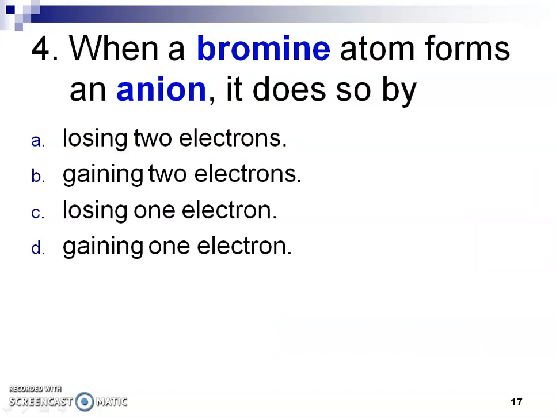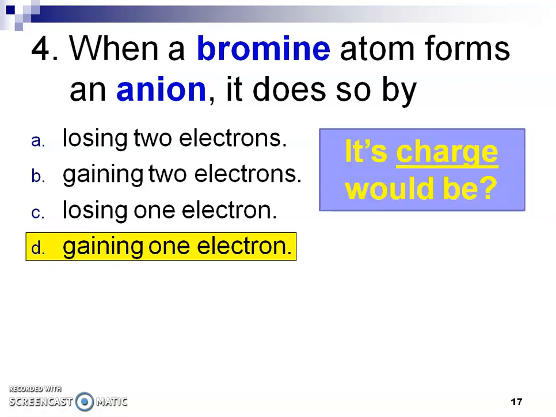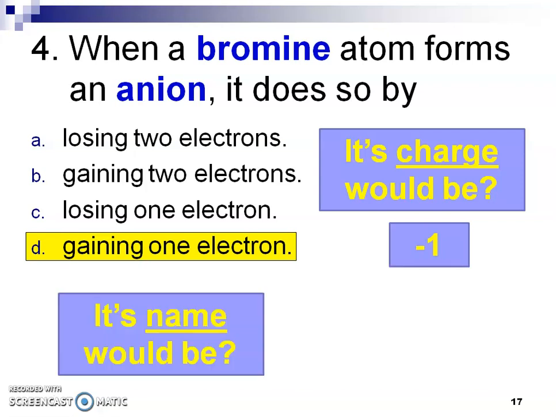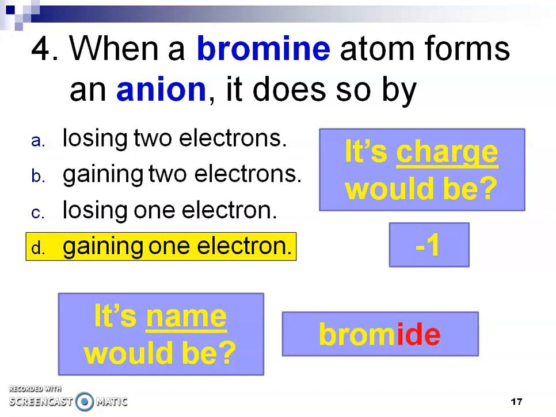Hopefully, since it's an anion, you either chose B or D. Looking at your periodic table, hopefully you chose D because it has a charge of -1, right? That -1 tells us that it gained 1 electron. All right, what about the name? Since it's an anion, it's a nonmetal, so we're going to change its name from bromine to bromide ion. All right, hopefully this makes sense.